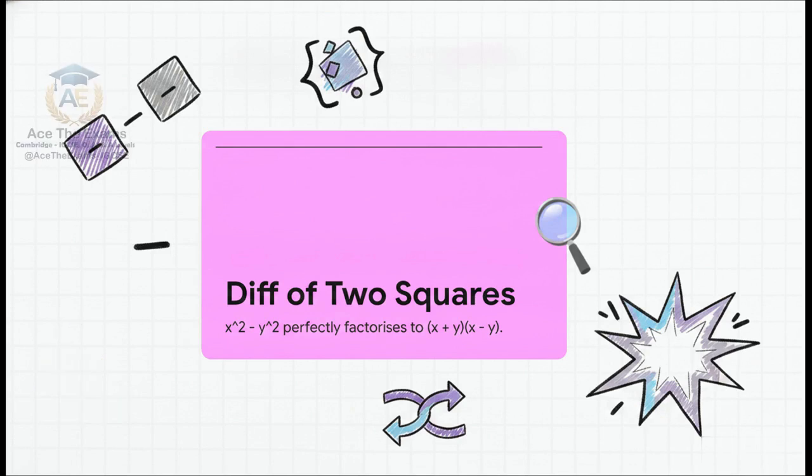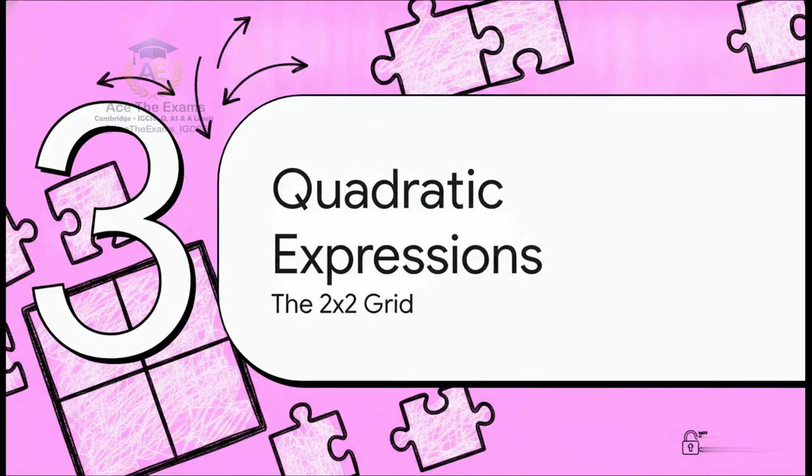So if you had an expression like x squared minus 25, well, 25 is just 5 squared, right? So boom, your answer is x plus 5 times x minus 5. Please do yourself a favor and memorize this pattern. Excellent. We are making fantastic time.